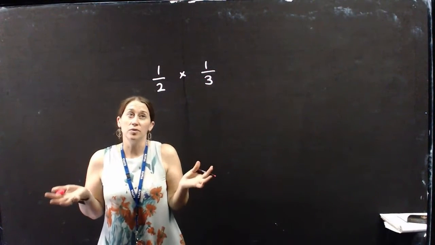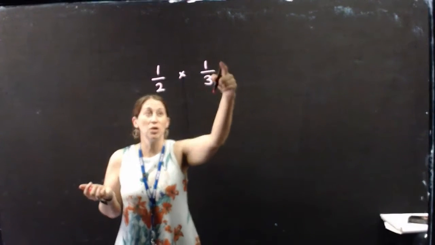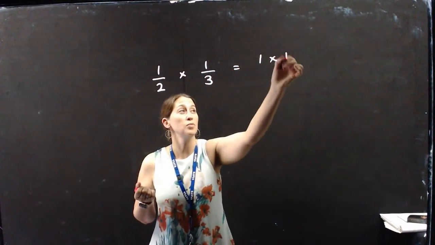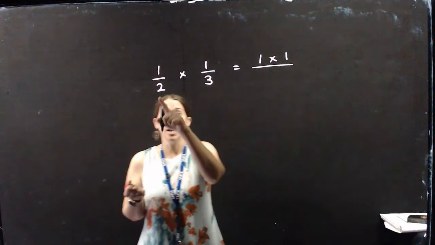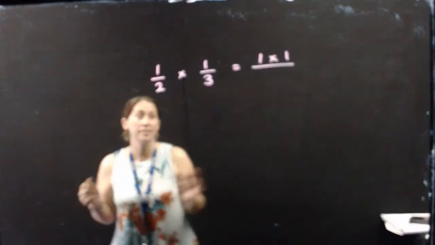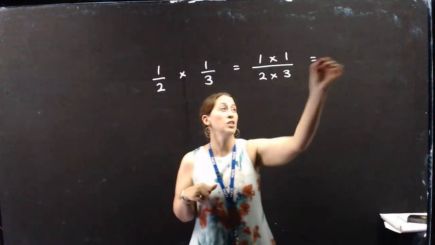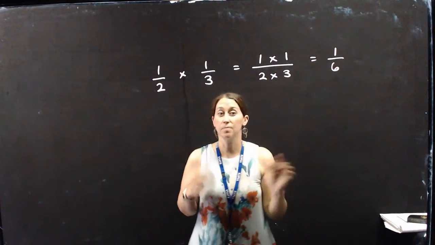Technically, all we do is multiply all the numerators together, so we'll do that first. That's 1 times 1 over, and then we multiply the denominators together, 2 times 3, and our answer is 1/6.